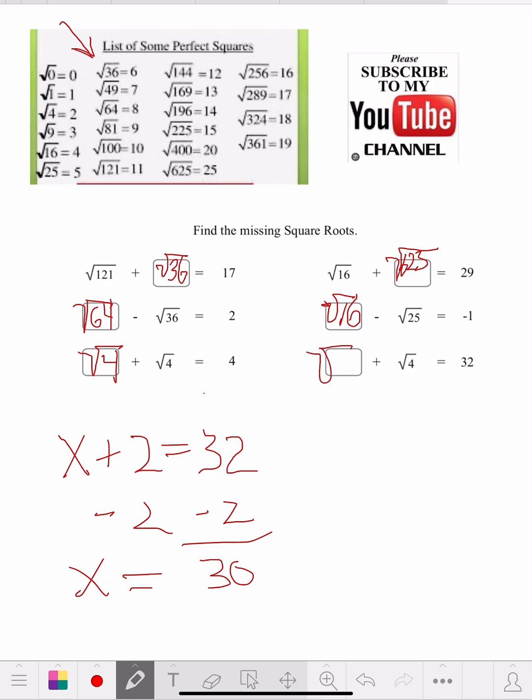But you see how I just did that? All I did was take my answer and multiply it. The same way when I was doing 4 and I wrote the square root of 16, it's because I took 4 times 4 equals 16. So I take 30 times 30 equals 900. So this is the square root of 900 plus the square root of 4 equals 32. And that's it. You see how we were able to do it on a larger number that wasn't on the chart above.